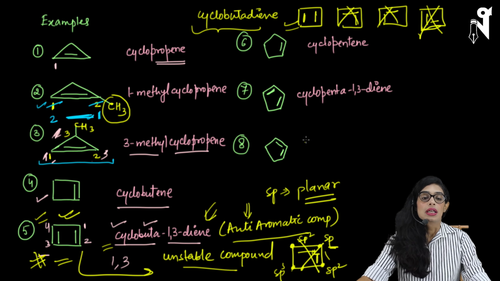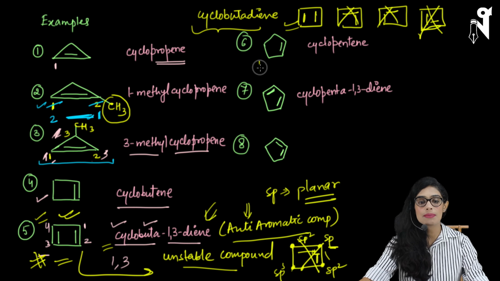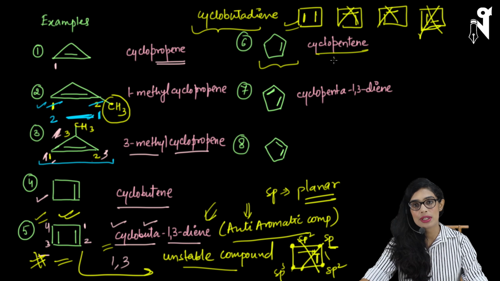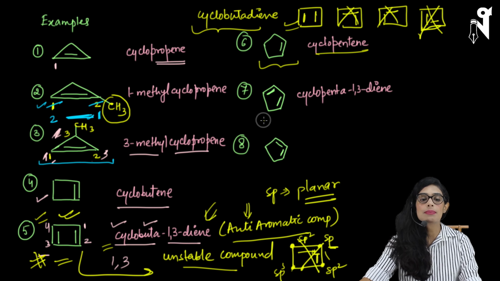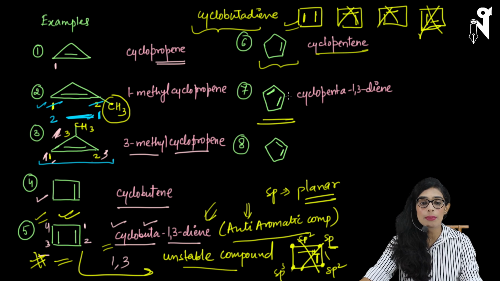Okay. So now let's talk about the next compound. In this compound, you have a 5-membered ring with one double bond, and this is called cyclopentene. I don't think you should have any doubt over here. Now in this compound, again, we have double bonds. 2 double bonds are there. So I can start numbering from here.